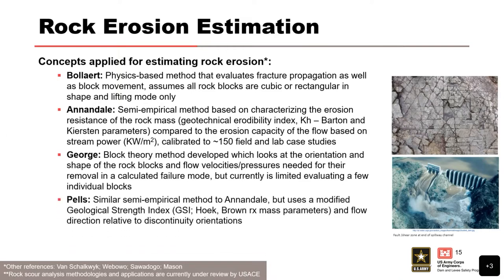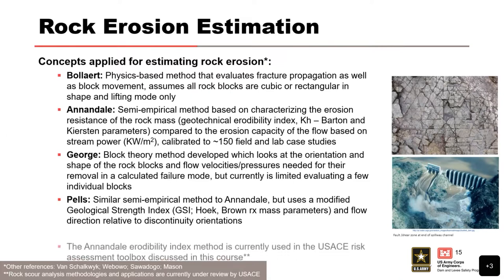And then one more method, more recently, Pells developed a semi-empirical method that's similar to the Annandale method, but he used a different rock classification system in his method. So he's using the geological strength index, which is derived by the Hoek-Brown rock mass classification system. So he still applies a discontinuity function, but it's based on a different data set than Annandale's method, and it has a little bit of a different application.